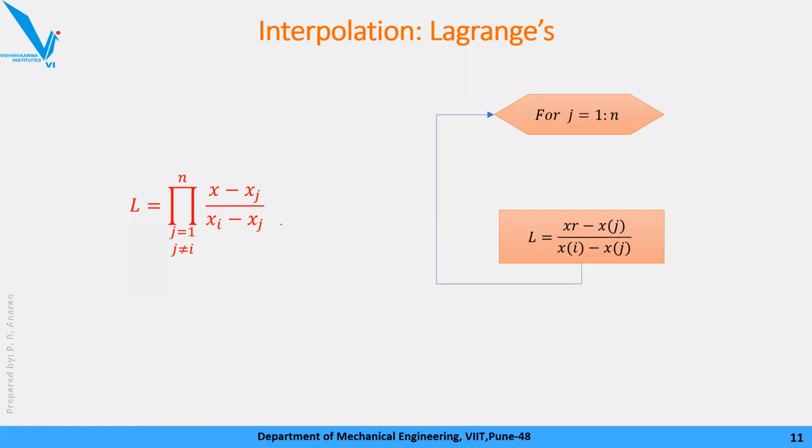Now for the formula (x minus xj) divided by (xi minus xj), this formula is driven by a loop which varies from 1 to n, the term is j, so j equal to 1 to n, एक फॉर लूप लगा दिया, and L का फॉर्मूला as it is लिख देता हूं मैं, but only x के जगह I have used xr, right.